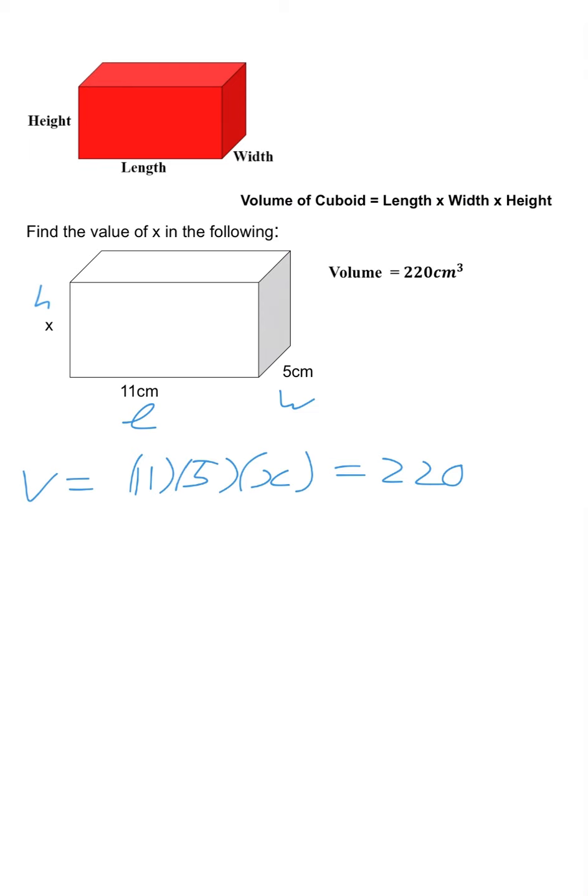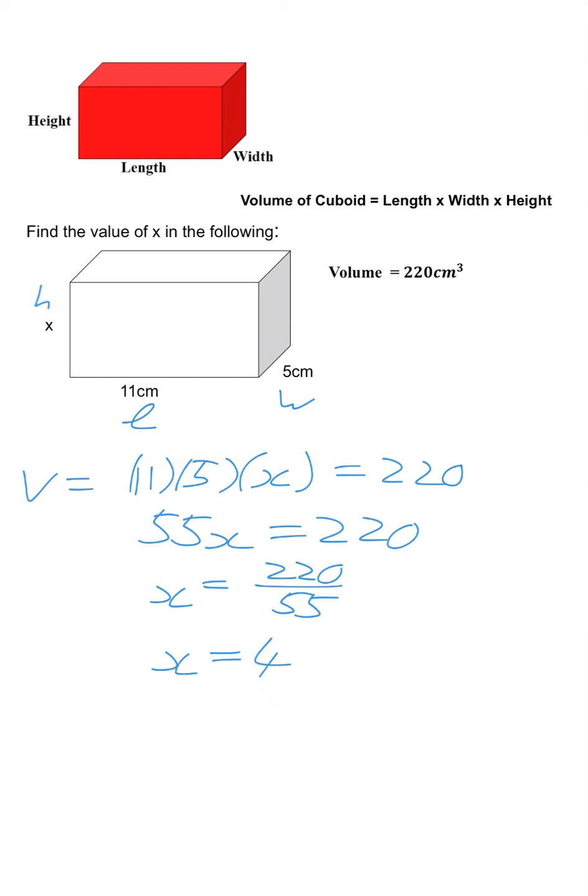Notice here I use brackets instead of the times sign, and I did that because I have an x involved, and I don't want a times sign next to an x because it's going to start to look a bit confusing. So 11 times 5, that'll be 55. Then times x would be 55x, equivalent to 220. So now I'm solving for x, so then x is equal to 220 divided by 55. So x is equal to 4. So 4 centimeters. So again, like any of these questions, write out what we know, work out what we can, and then we form an equation and then solve for x.